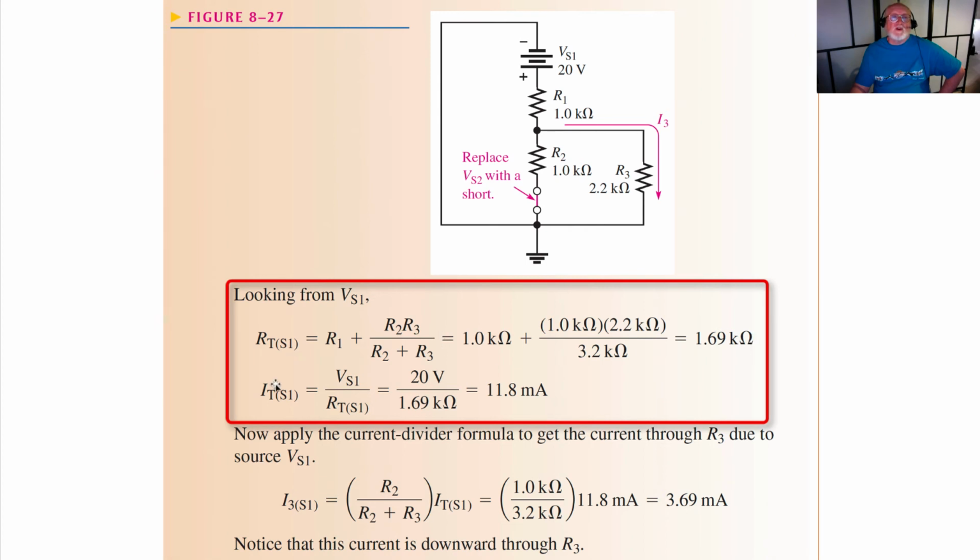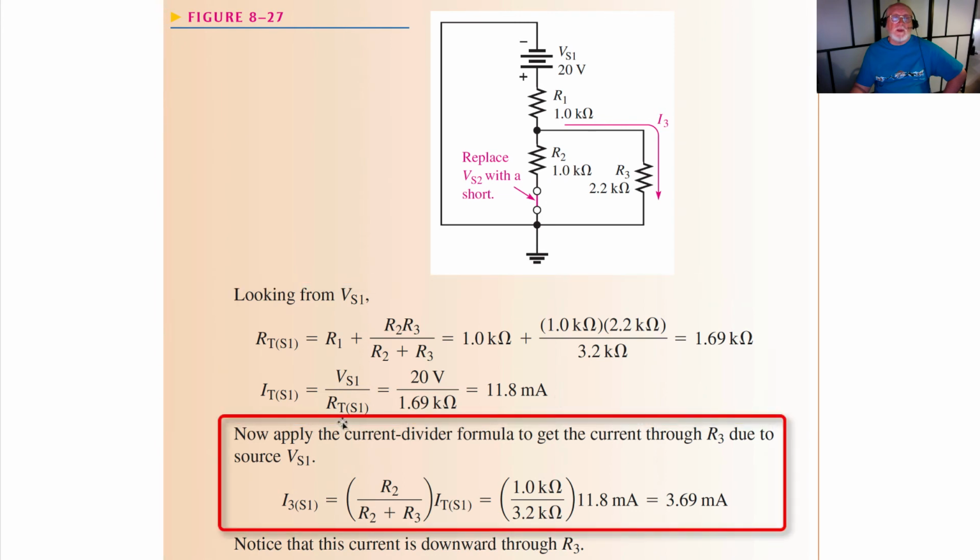Now the total current due to source 1 is equal to V source 1 divided by R total source 1. 20 volts divided by the 1.69 k ohms we just calculated gives us a total current of 11.8 milliamps.